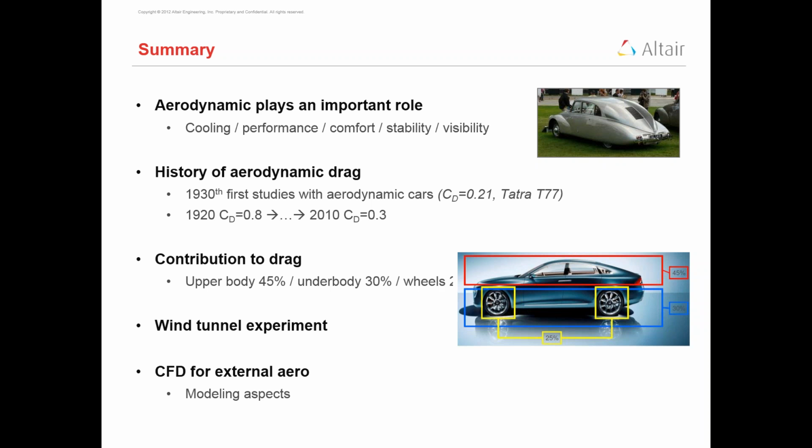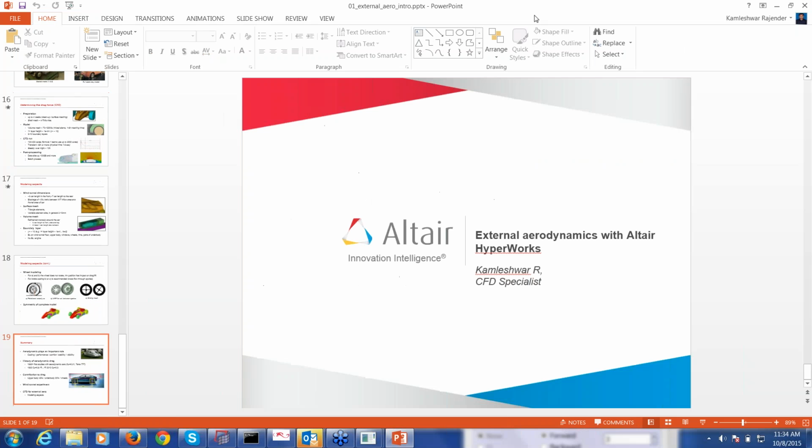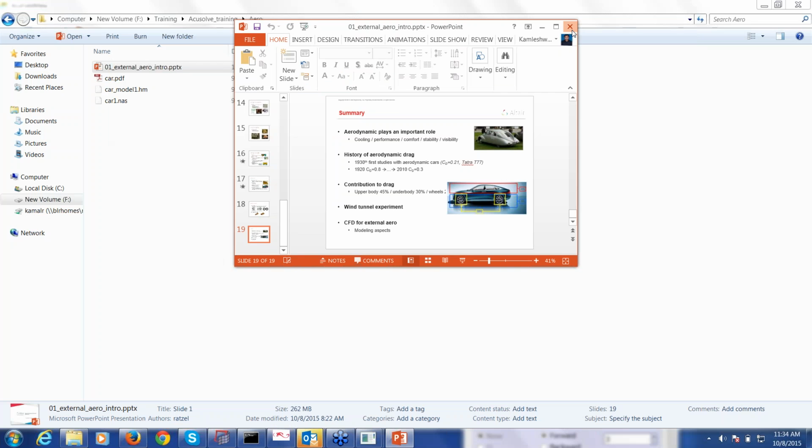Then wind tunnel experiments, how they are done, and CFD for external aero modeling aspects. Your 70% of your time goes on the modeling part, that is the meshing. It is very important for an aerodynamic analysis. If your meshing is perfect, your results would be perfect. Okay, so I'll just go directly.